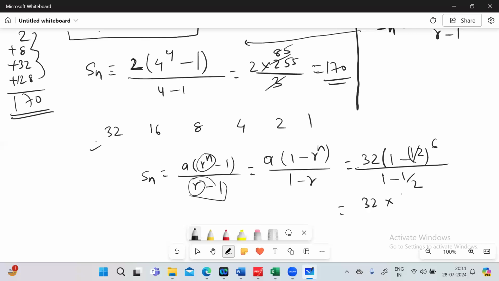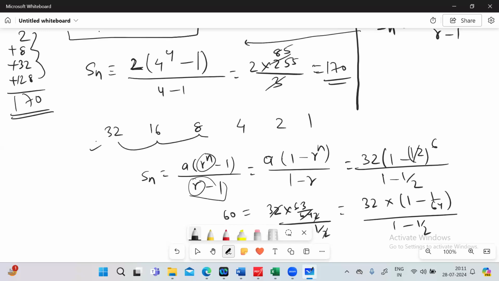32 into 1 minus 1 to the power 64 by 1 minus 1 by 2. Then I'll have 32 into 63 by 64 divided by 1 by 2, and it will be cancelled. The sum would be 63. And you can just add all these terms to get 63 also.